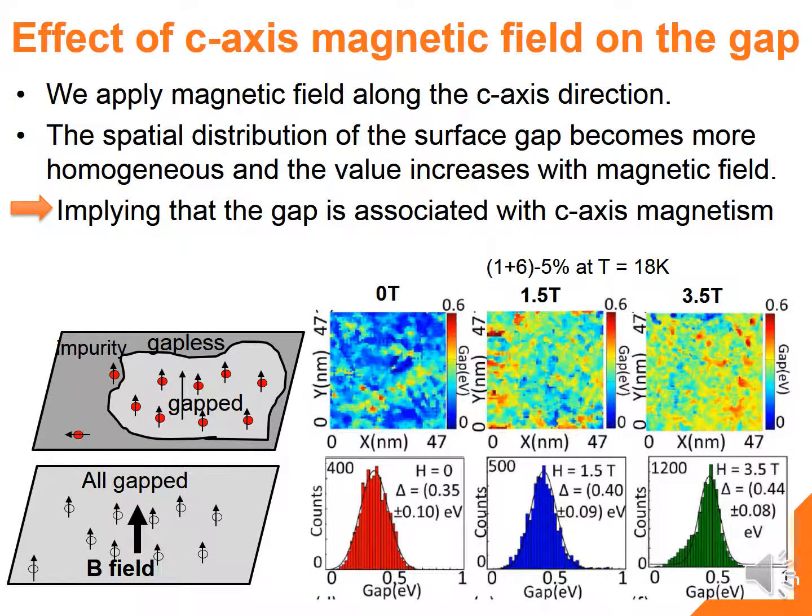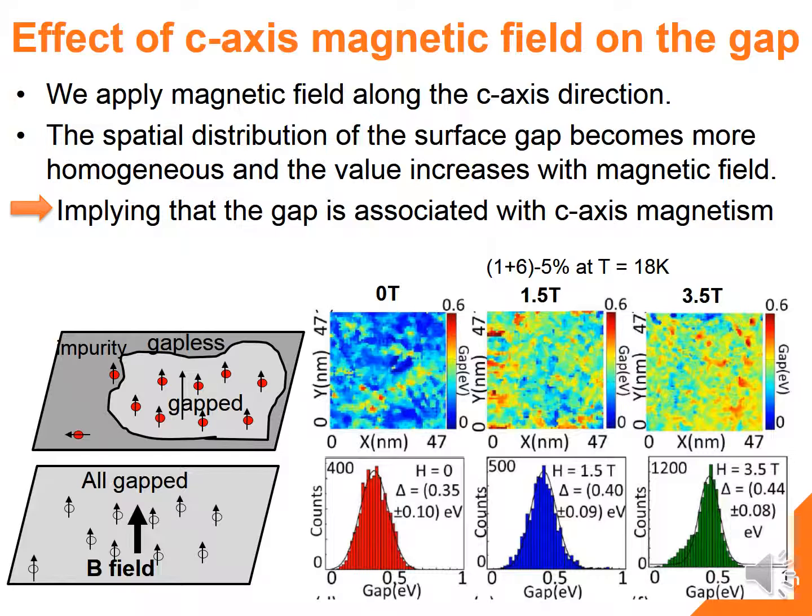Next, we measured the effects of an applied magnetic field on gap distribution. We added magnetic fields of 1.5 to 3.5 Tesla, and we observed the gap clusters expand, becoming more homogeneous with increasing magnetic fields, such that at high fields the gap distribution looks uniform and the average gap value increases. This is consistent with the gap being associated with ferromagnetism.